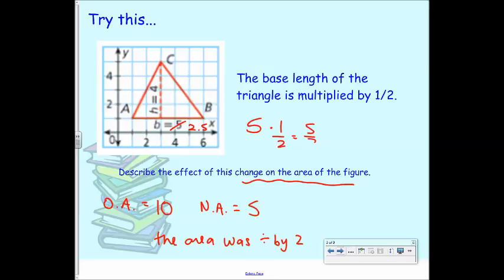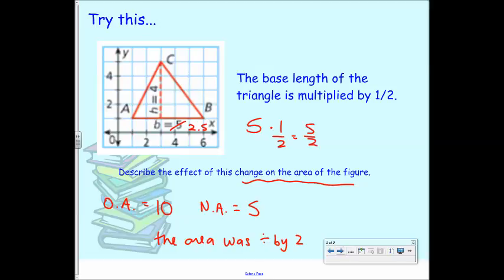It just says the base length. If it said the base and the height, then you do both, and that would be a different effect. Does anybody have a guess on what the effect would be if you multiplied both of them by a half? Well, it's already divided by 2, so then the area would be cut in 4, or divided by 4.